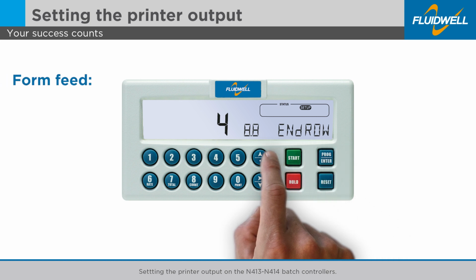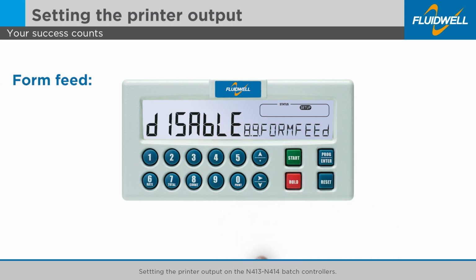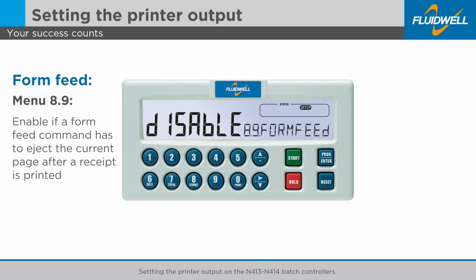Use the arrow up button to go to Menu 8.9 Form Feed to enable if a form feed command has to eject the current page after a receipt is printed, so the printer can continue at the top of a new page with the next receipt.